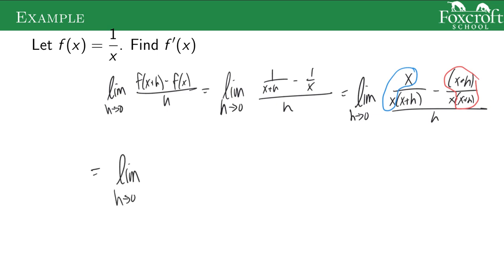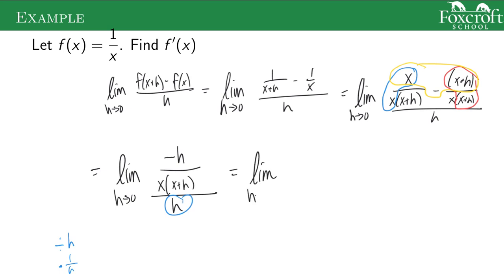The numerator is x minus x plus h. When I combine these numerators, the x's are going to cancel, and I get minus h over x times x plus h, and all of that's over h. But dividing by this h on the bottom is the same as multiplying by 1 over h. So this is going to turn into this, because when I multiply that by 1 over h, it just sends that h to the bottom. And now you can finally see this h is going to cancel out.